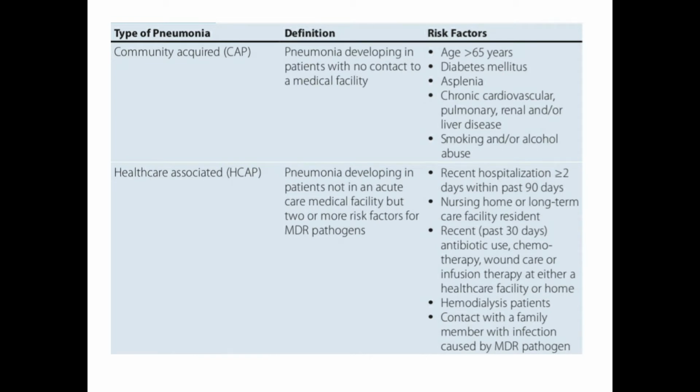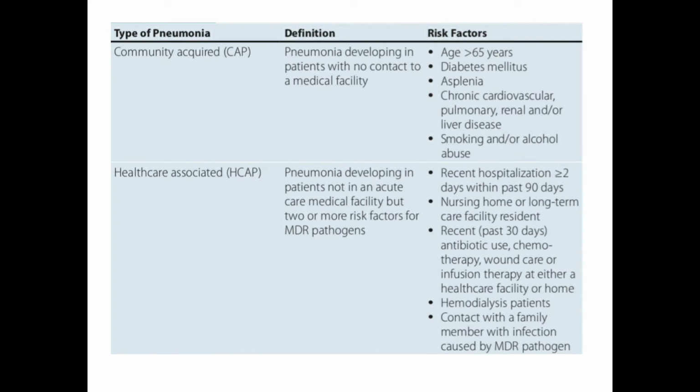First of all, coming to community acquired pneumonia. This is the pneumonia which develops in patients with no contact with a medical facility. Those at risk for developing community acquired pneumonia are those who are older than 65 years, those with diabetes mellitus, asplenia, chronic cardiovascular, pulmonary, renal and or liver disease, and those with a history or habit of smoking and or alcohol abuse.